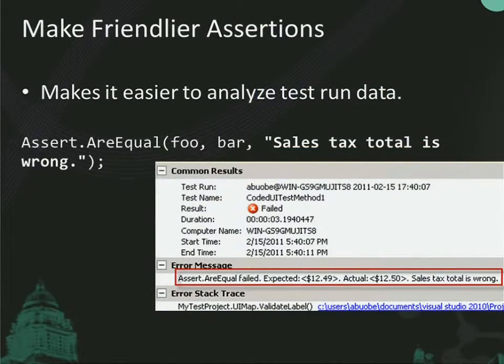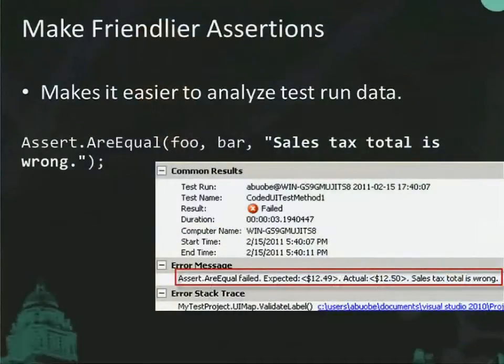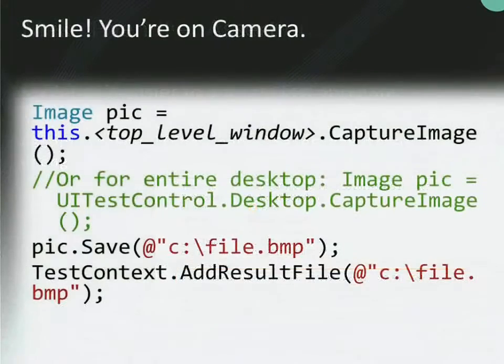Make friendlier assertions. Again, this is only going to help you be able to sift through your tests faster and be able to pick out the false positives from the ones that you actually should care about. So again, spend the few minutes. It's as important as commenting your code, right? Comment your test assertions so that you understand what you're looking at later on.